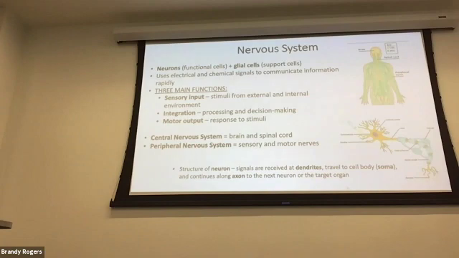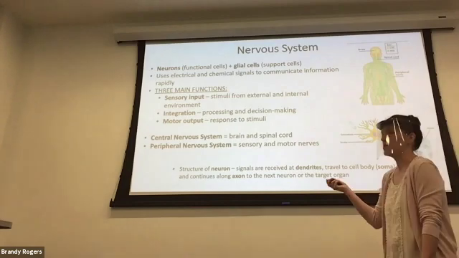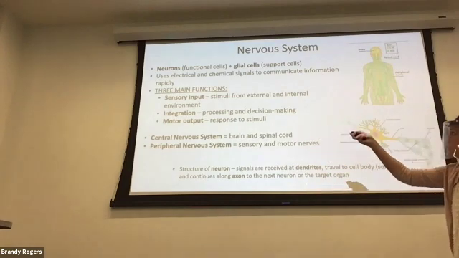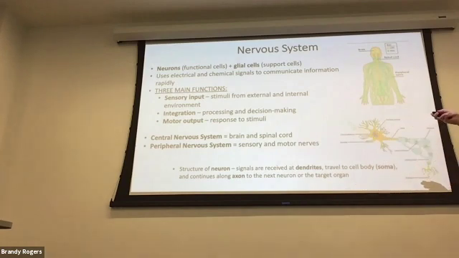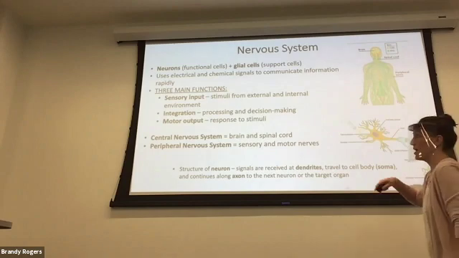Okay, we talked about nervous tissue at least twice already in previous chapters, and the stuff that I told you then is the same stuff that I want you to know now. Neurons are the functional cells. Neuroglia or glial cells are the support cells. These cells use electrochemical signals to communicate information: sensory input, integration, and motor output. We talked about that Monday.